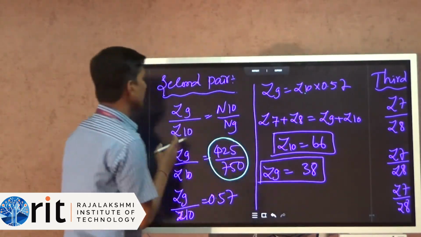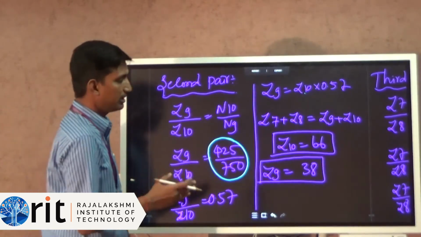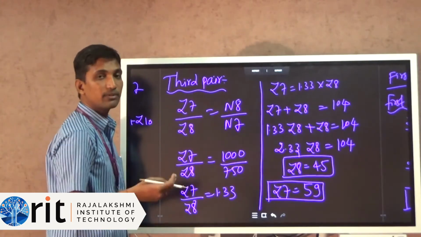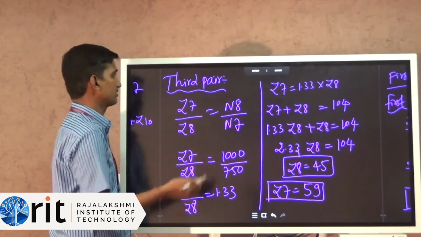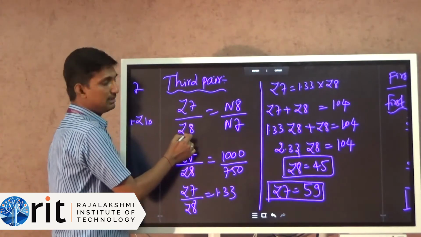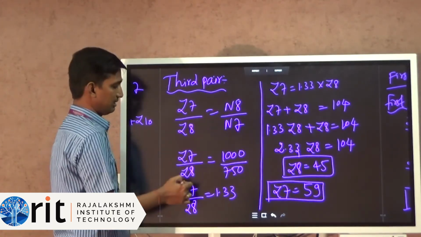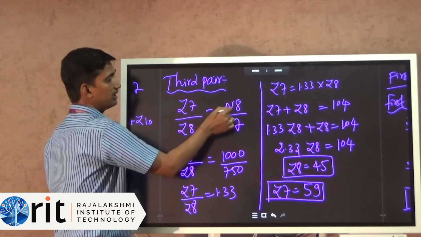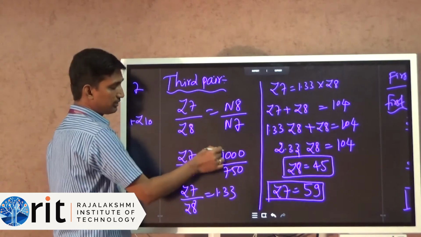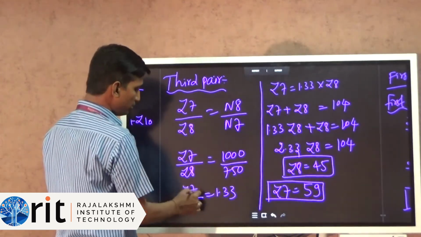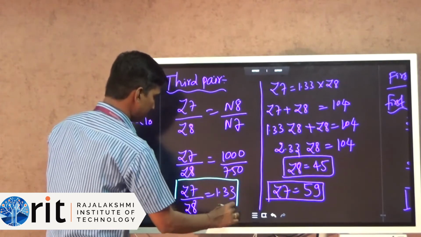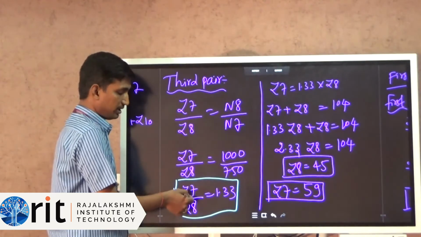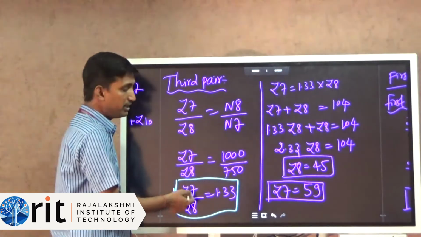Similarly, the calculation of the second pair of the gear is completely over. Now we are in a position to find the number of teeth in the third pair of the engagement gears. Z7 divided by Z8 is equal to N8 divided by N7. The speed of N8 is 1000, and similarly the speed of N7 is 750. By dividing both, I am getting 1.33 for this particular speed variation.